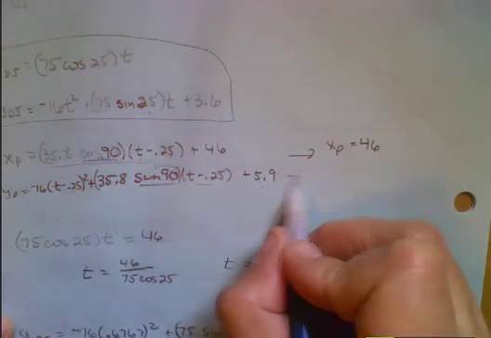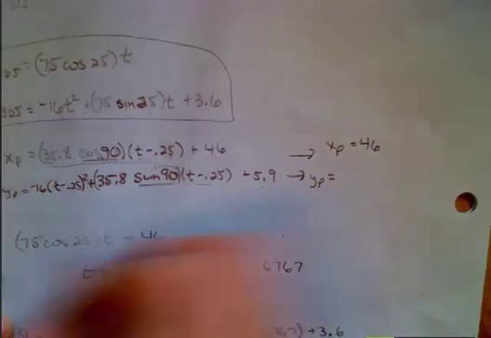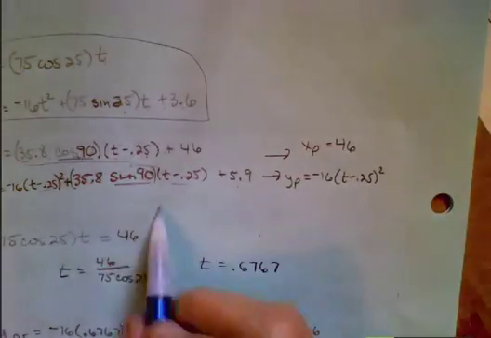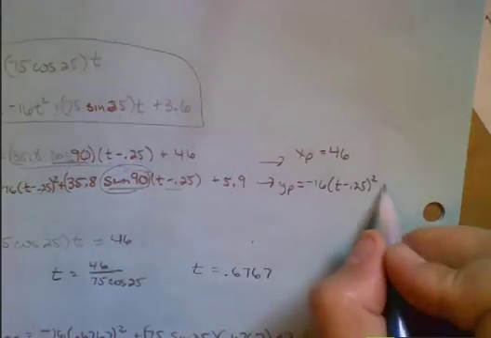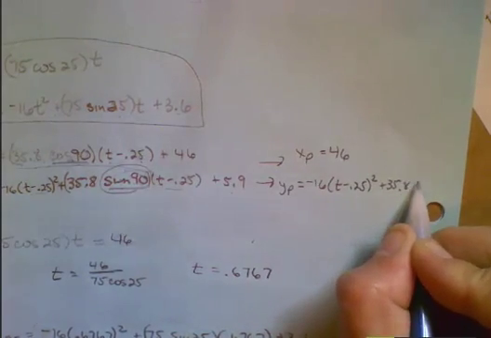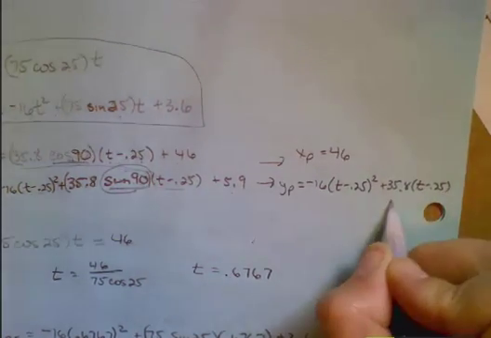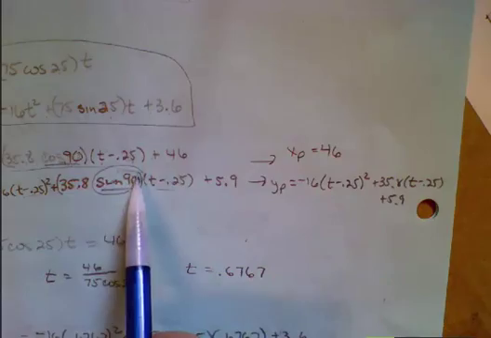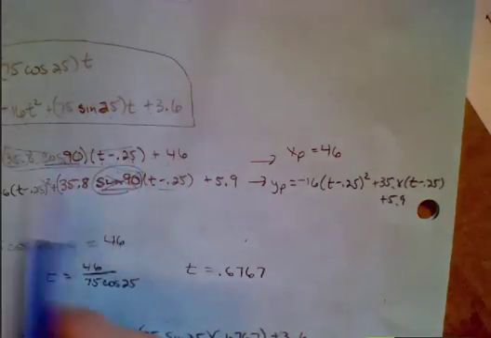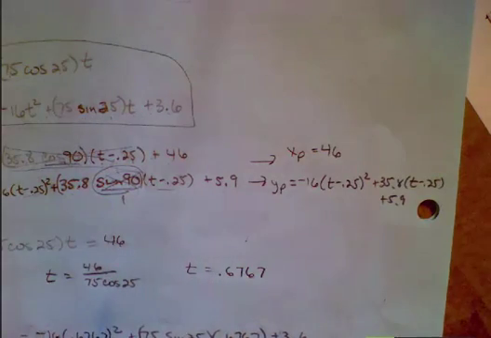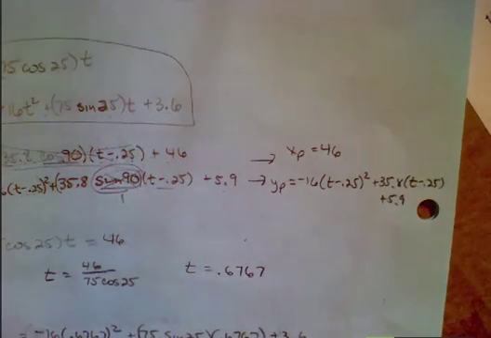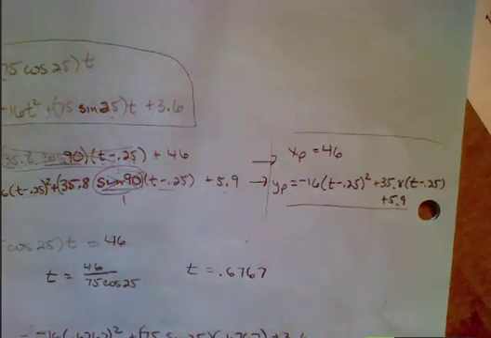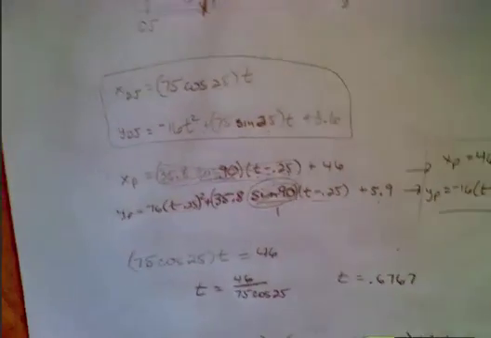So I really have y sub p equal to negative 16 times t minus 0.25 squared, plus, since this piece is just 1, 35.8 times t minus 0.25, plus 5.9. So I really could simplify that a little bit to get rid of those signs. The sine of 90 is 1. This is 0, so all of that goes away. That's a 1. If you want to simplify so you don't have to type all of that in, you can do that. You don't have to. You'll get the same answers, but it may make it a little bit easier for your equations.